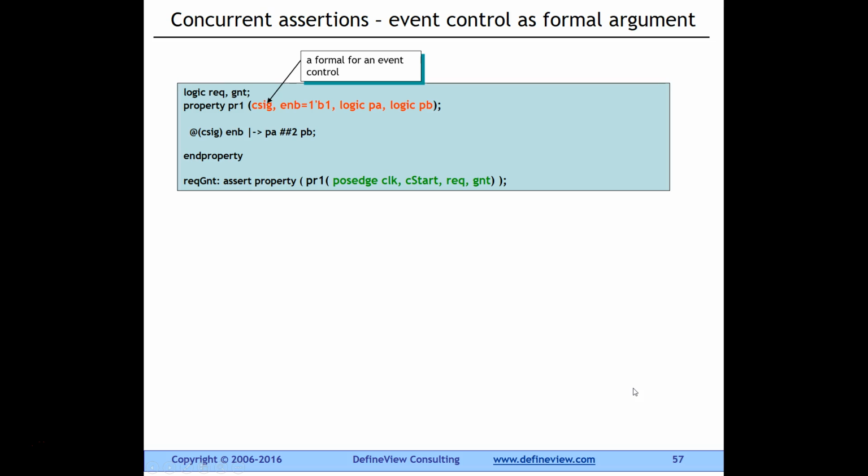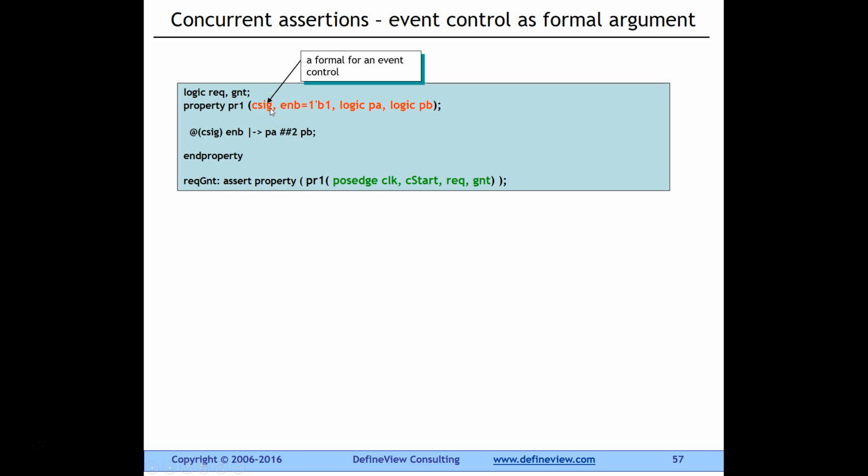Here's a very powerful feature that I use a lot. Here's a property which has a formal called csig. You have enable and the same logic PA and PB. But see what I'm doing. Inside the property, I'm saying at csig, whenever csig changes, posedge or negedge, enable implies the consequent. The antecedent implies the consequent.